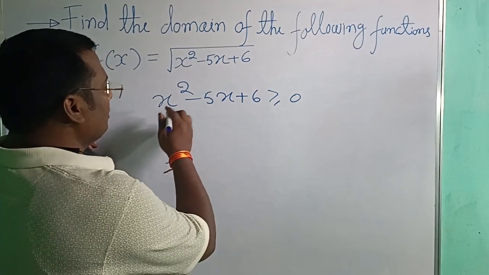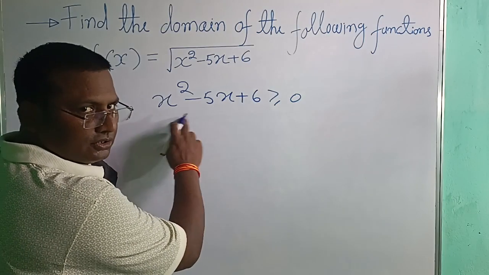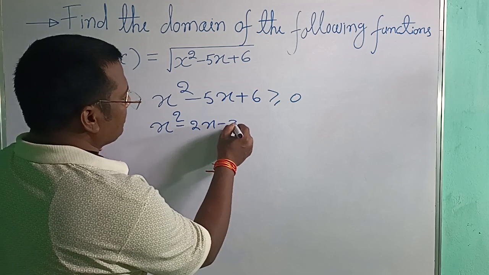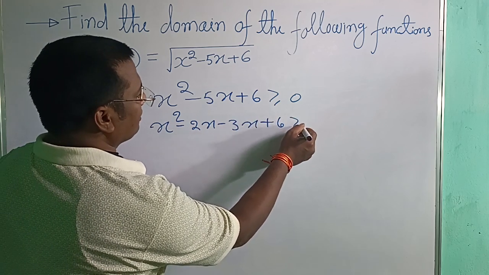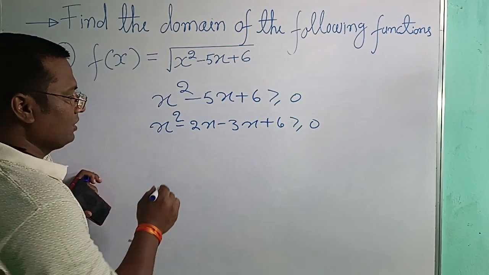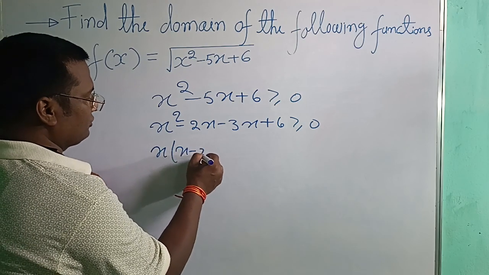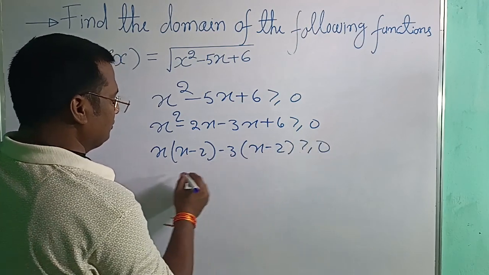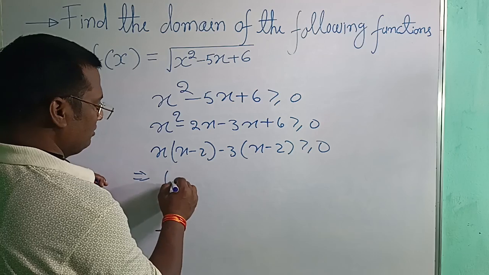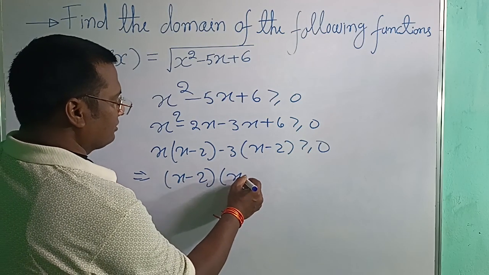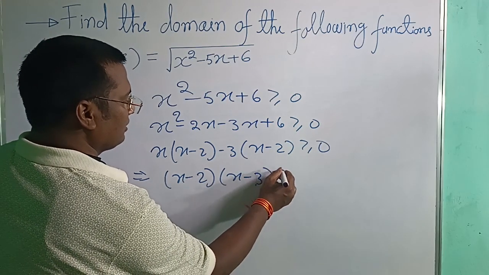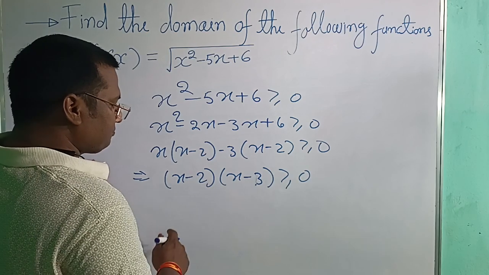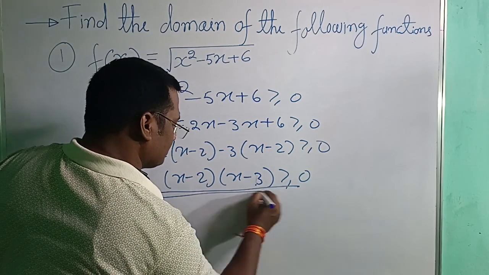So factorize this equation. This is the quadratic equation. So x square minus 2x minus 3x plus 6 greater than or equal to 0. So x minus 2 into x minus 3 times x minus 2 greater than or equal to 0. So finally, (x minus 2)(x minus 3) greater than or equal to 0. Any problem? No.